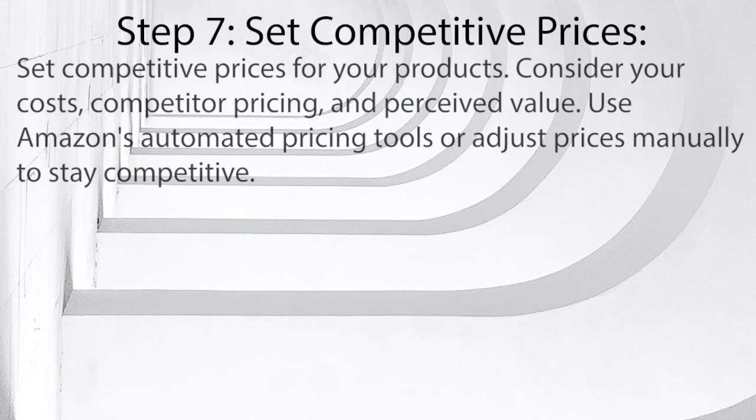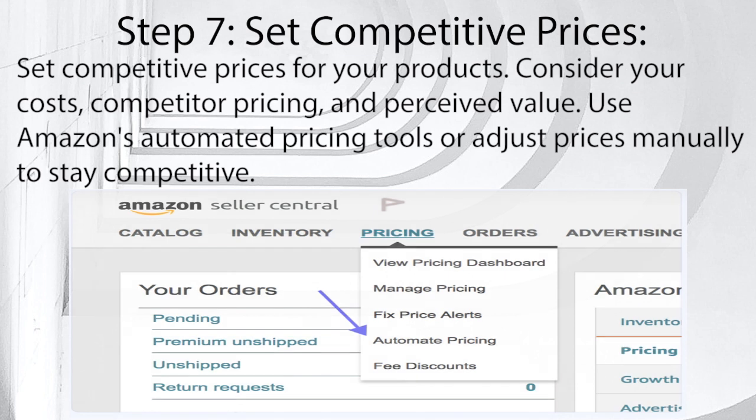Step 7. Set competitive prices. Set competitive prices for your products. Consider your costs, competitor pricing, and perceived value. Use Amazon's automated pricing tools or adjust prices manually to stay competitive.